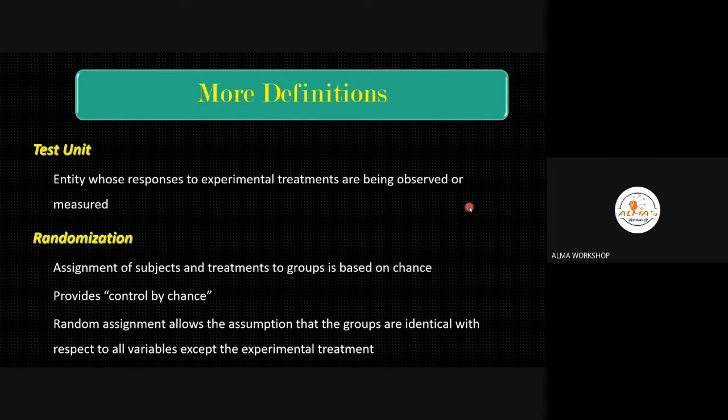Whenever you have two groups, class A and class B, you give them a pre-test and a post-test, and you try to measure their effectiveness through the test unit. Okay, randomization: you assign the groups, a control group and the experimental group. Randomly you take the subjects, which are nothing but the students here, the sample. In the sample you have the subjects. Assignment of subjects and placement to groups is based on chance, provided by control, by chance.